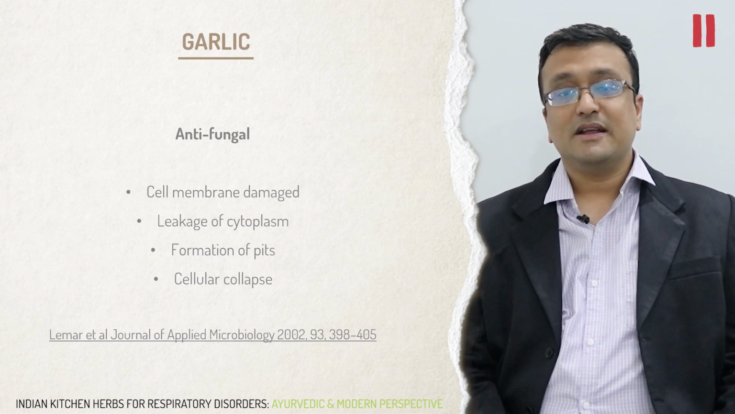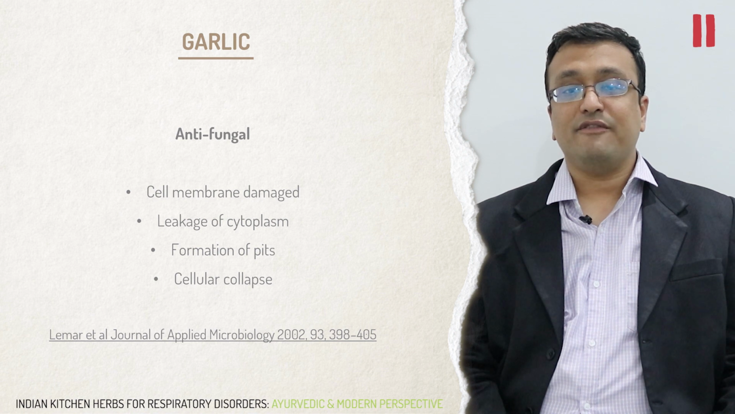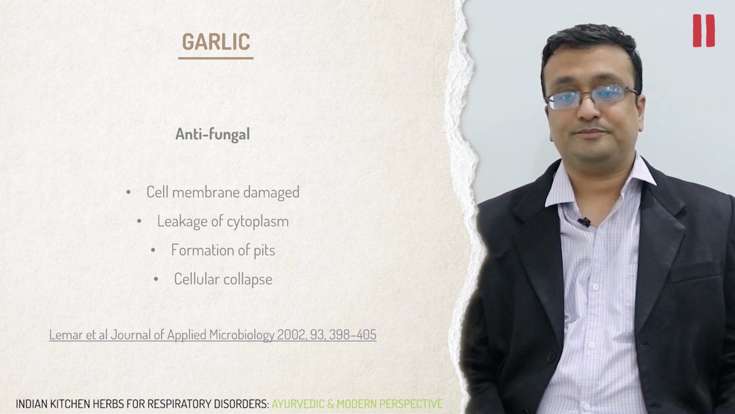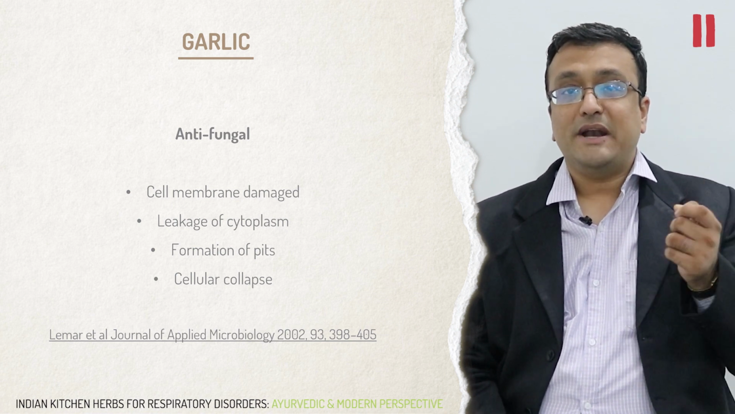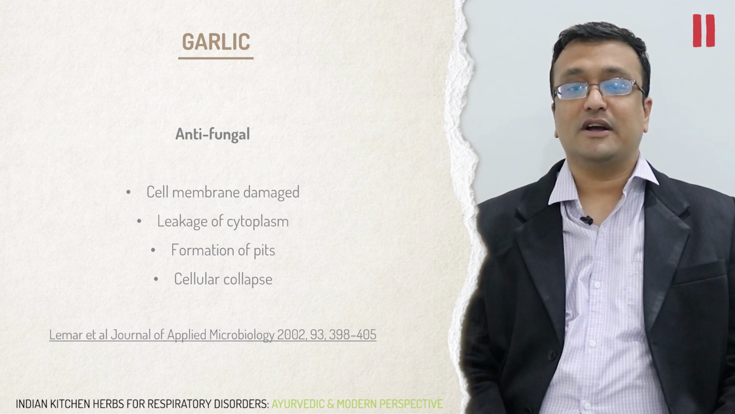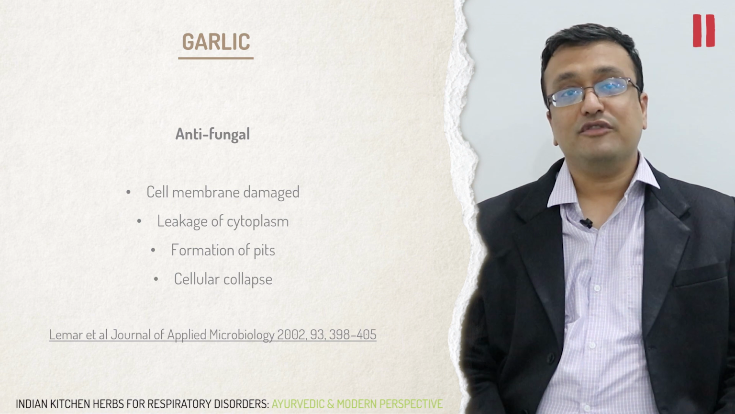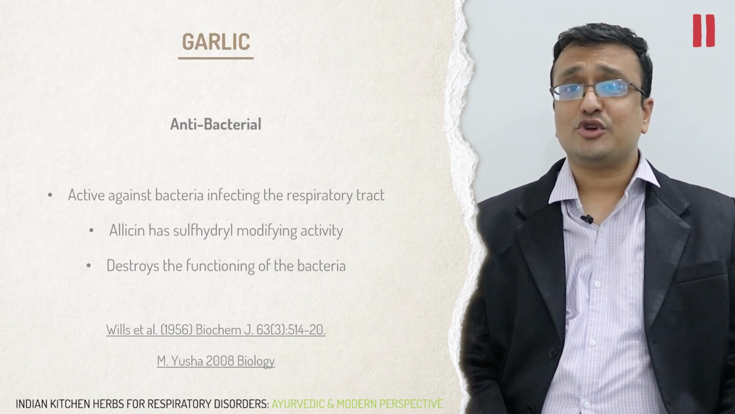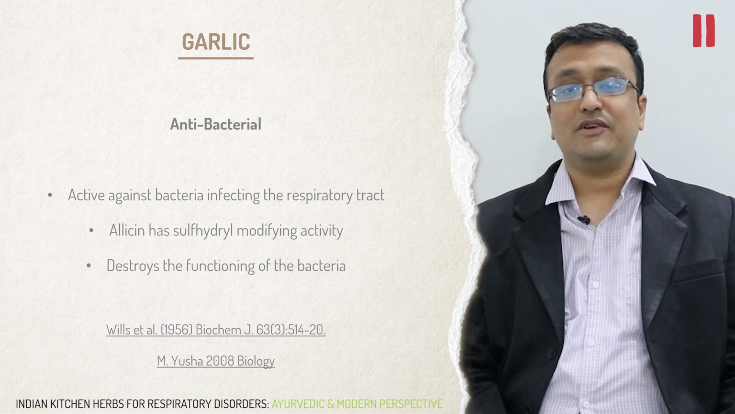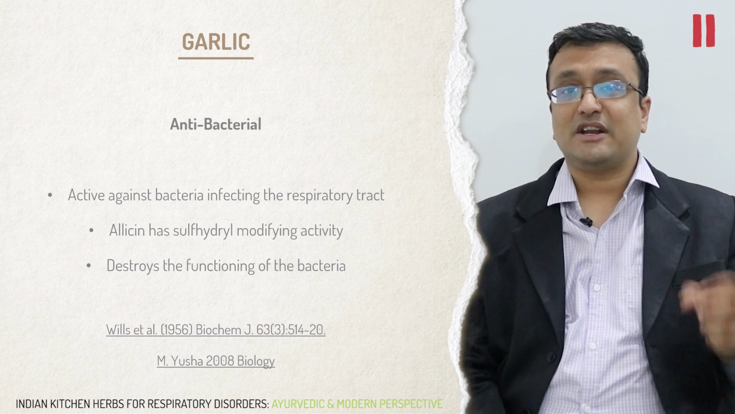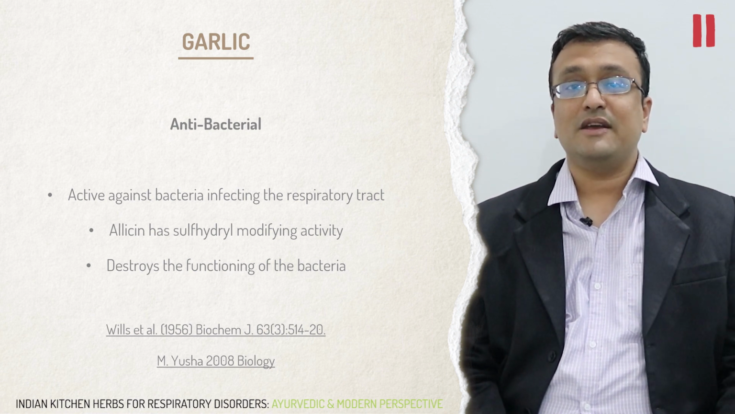It damages the cell membrane of the fungus, thereby causing a leakage of the constituents of the fungus, that is the cytoplasm. It forms pits in the membrane walls of the fungus, and ultimately it leads to the collapse of the fungal cells. In the same way, garlic has also been found very effective against bacteria, also against those particular bacteria which are effective in the respiratory tract.